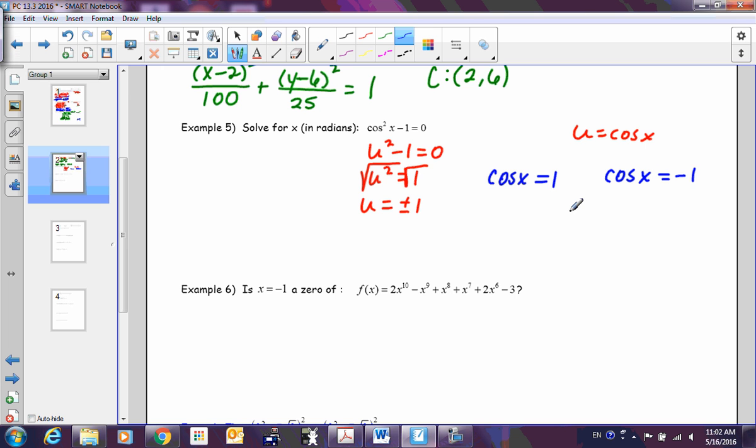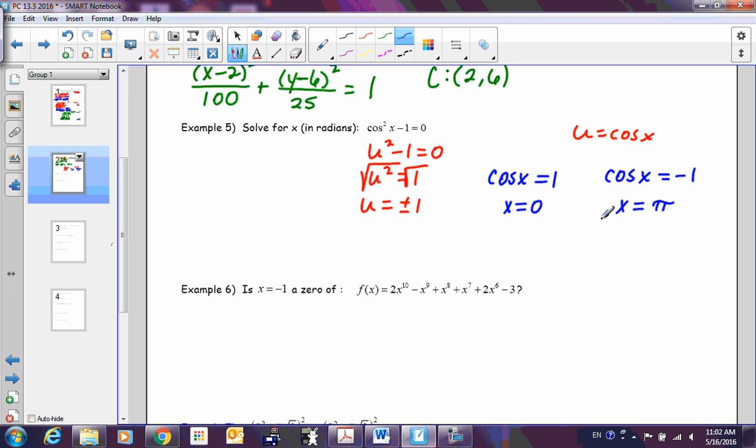You don't have to think too hard about this if you had those exact values memorized that we asked you to memorize. So cosine of what equals 1? Cosine of 0 equals 1. So x equals 0. Okay, so having those 24 memorized from the table before, really going to help you here. Cosine of what equals negative 1? It was pi.